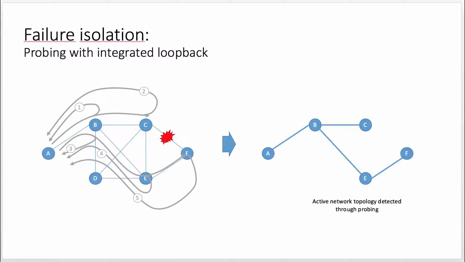So A starts sending probe packets with the loopback flag set. On receiving loopback flag packets, the intermediate nodes B and C will forward the packet and also send a copy back to the source A. So A receives a loopback response from node B and node C, not from F. With this, A concludes that there is a link failure between node C and F.